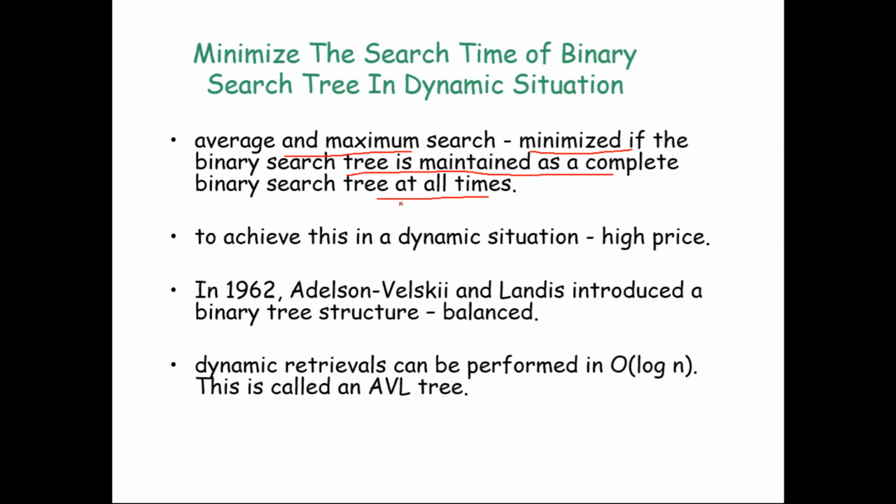But you cannot every time convert a tree to a complete tree. See, it is easy to balance a tree, but it is difficult to make a tree a complete tree. If you want to dynamically convert a tree to a complete tree after every operation, the cost will be high. That is, the number of operations that you have to perform is high. So in 1962, Adelson-Velsky and Landis introduced a binary tree data structure which is self-balancing, and this data structure is called the AVL tree.